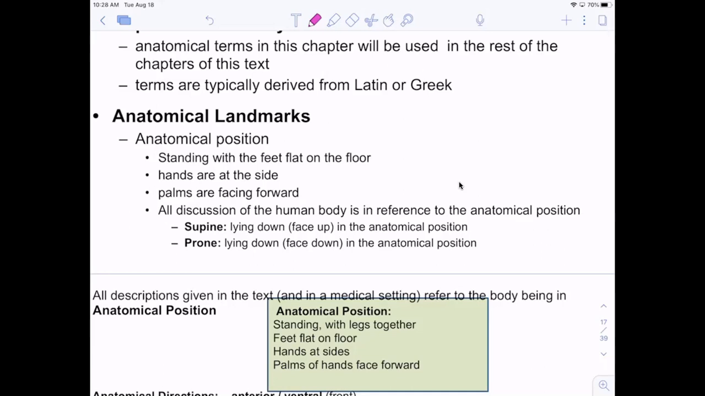Now, if you're lying down and not standing up, it's said that you are supine if you're lying down but face up. If you are prone, you are lying down, but you're face down. So those are very specific.